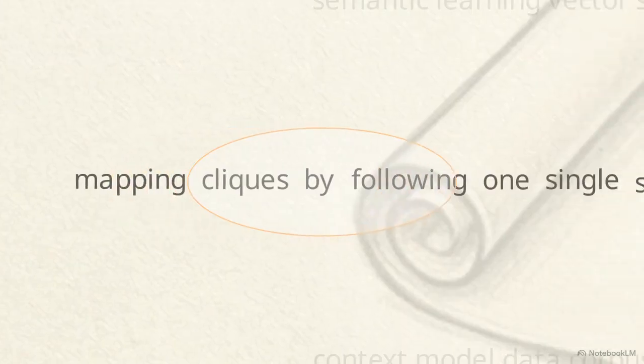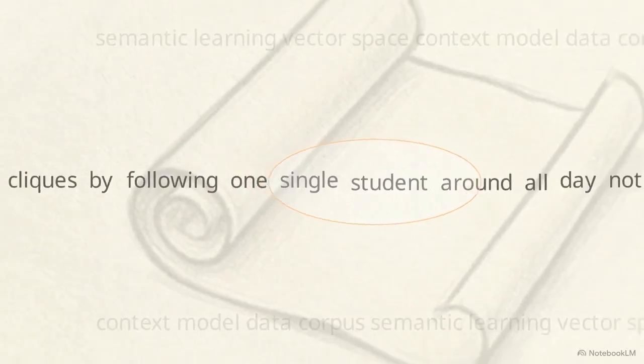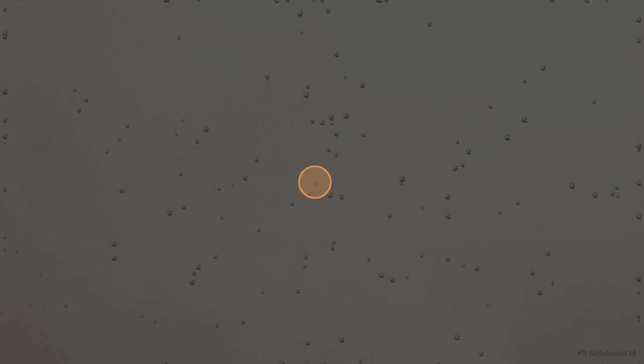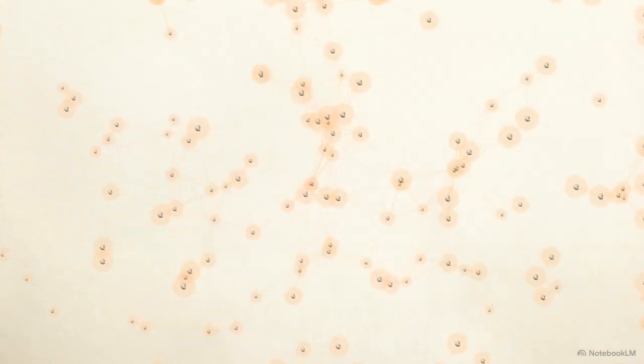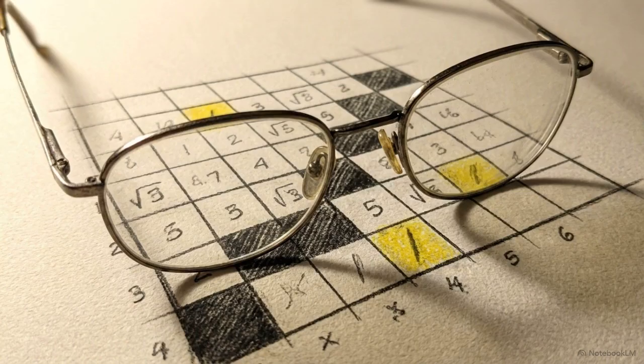The older way mapped clicks by following one single student around all day, noting who they talk to. You see who they sit next to, but completely miss the big picture of what the rest of the school is doing. A model called GloVe takes a different path. Instead of following one word at a time, it looks at the entire network at once, a global view of every connection. It's like downloading the school's entire text message history to see everyone's interactions in one massive spreadsheet.